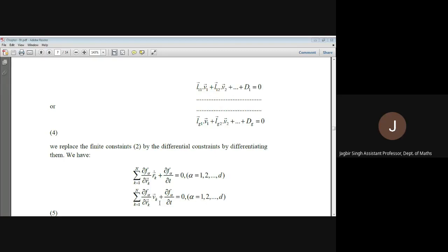Now solving these equations for v1, v2, ..., vn, we obtain the values of v1, v2, ..., vn, and those very values are known as the possible velocities. The values of v1, v2, ..., vn that satisfy these d plus g equations are known as possible velocity.